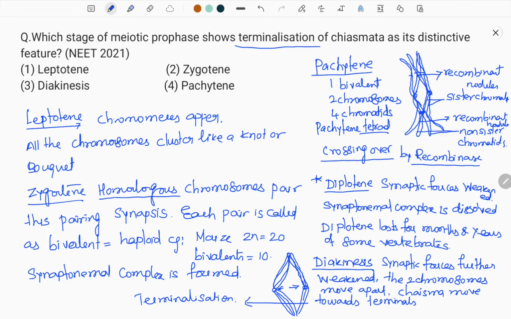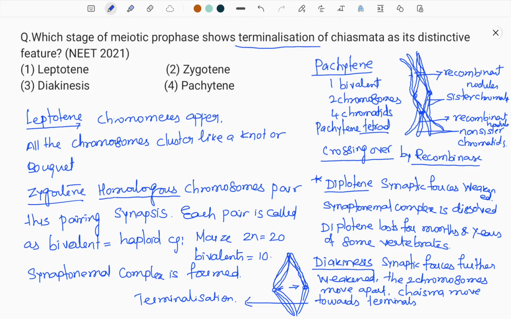Which of the stages will be long lasting? That is diplotene. Terminalization takes place in diakinesis. Terminalization means movement of chiasmata towards the terminals of chromosomes, towards telomeric ends of chromosomes. That takes place in diakinesis. So either they may be asked to arrange them in an order like leptotene, zygotene, pachytene, diplotene, diakinesis, or else they may be asked to match the following.